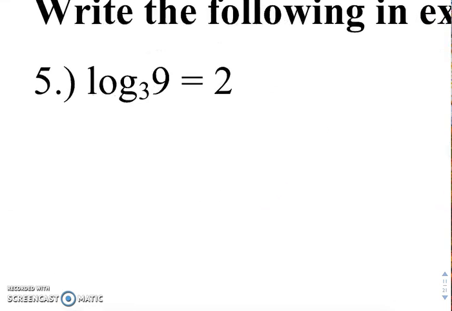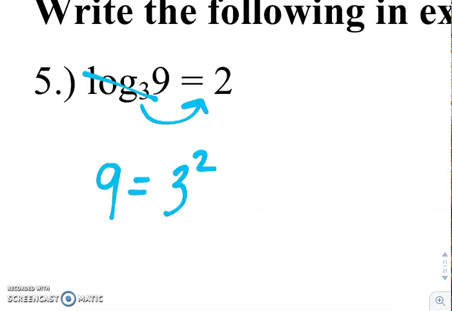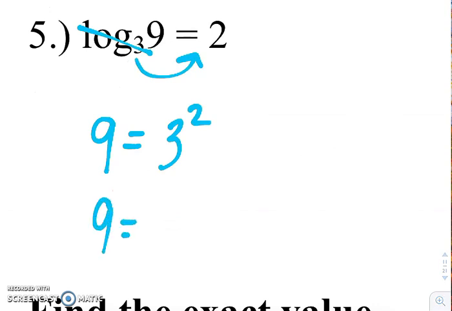So we're going to rewrite it in exponential form. We now have 9 equals 3 to the second power. So that is true. So we must have rewritten it correctly. 9 does equal 9.